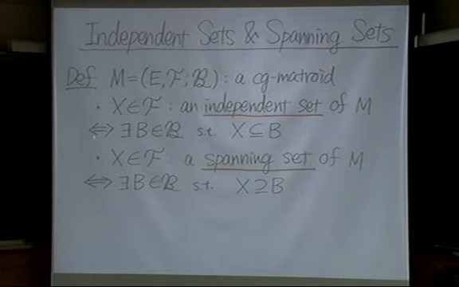Okay, now I will define something more. Let (E, F) be a CG matroid. Then we call a closed set X an independent set of the CG matroid M if X is contained in some base. And we call a closed set X a spanning set of the CG matroid if X contains some base B. This is the definition of independent set and spanning set. And after that, I will give an axiom for these kinds of things.